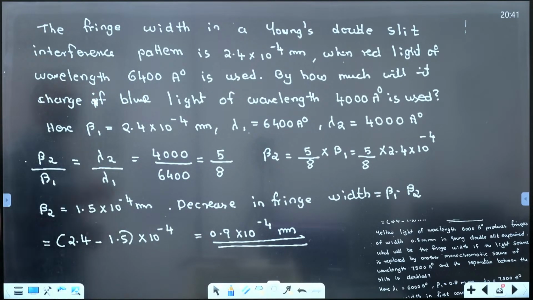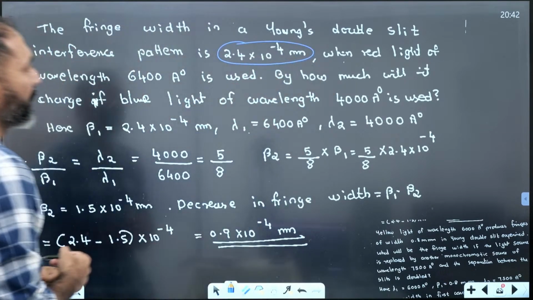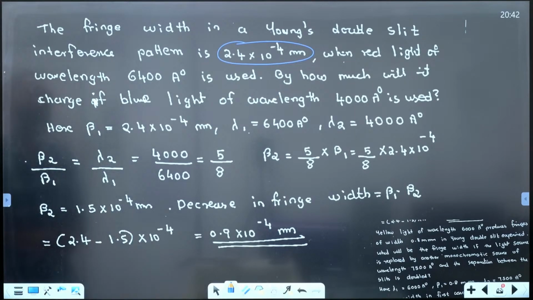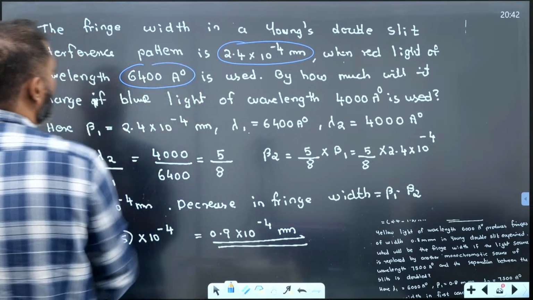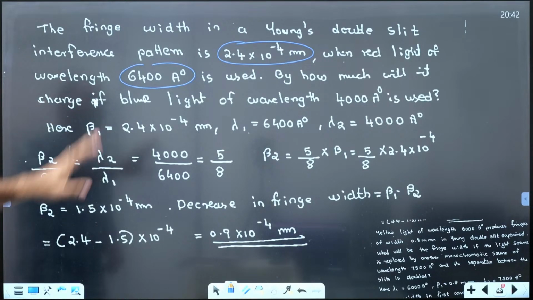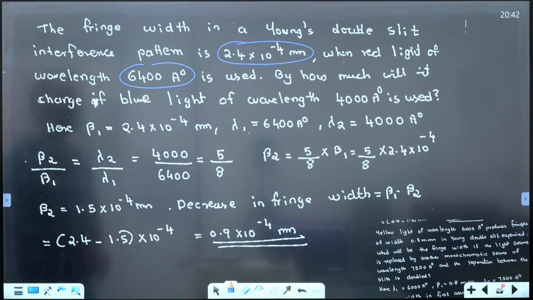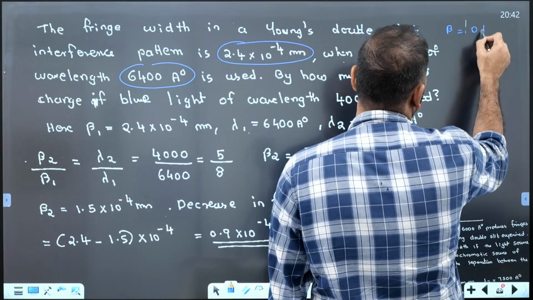The fringe width in a YDSE interference pattern is 2.4 into 10 raised to minus 4 meter when red light of wavelength 6400 angstrom is used. By how much will it change if blue light of wavelength 4000 angstrom is used? The answer is very simple. Beta 1 is given, lambda 1 is given, lambda 2 is given. We have to find beta 2. Beta is equal to D lambda by d.